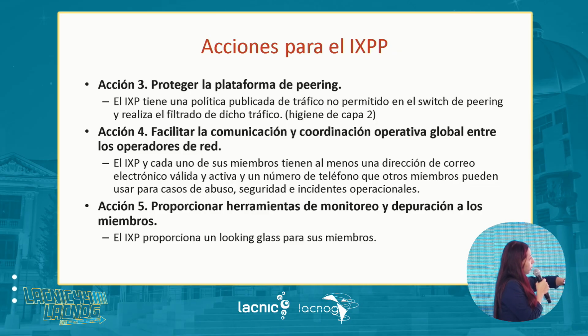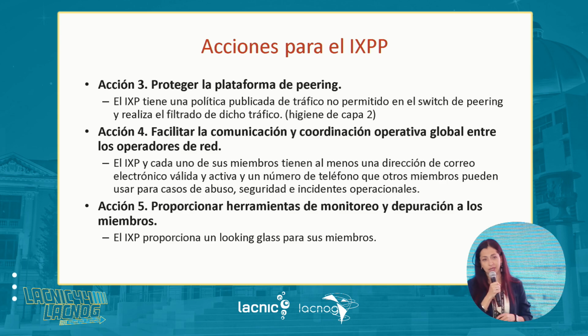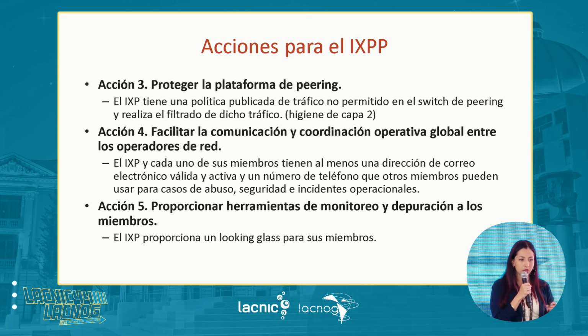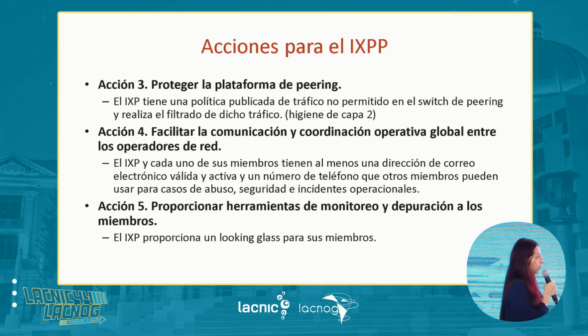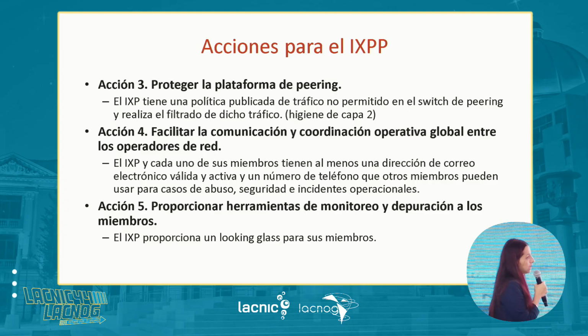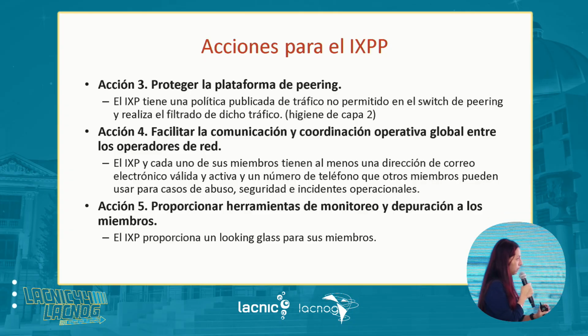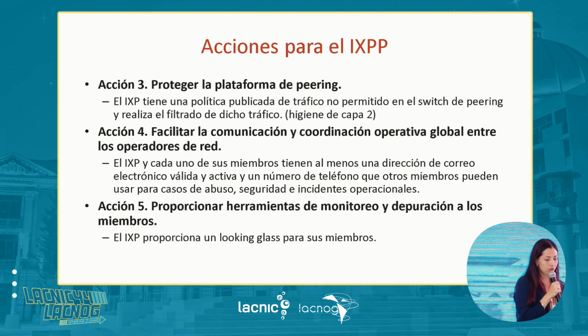Well, Action 3 is protecting the peering platform. That is all the filtering that needs to take place. The governing policy in the country, and also filtering agreed by the members, establishing or indicating how that filtering is taking place, and that policy is published in a database such as PeeringDB, for instance.